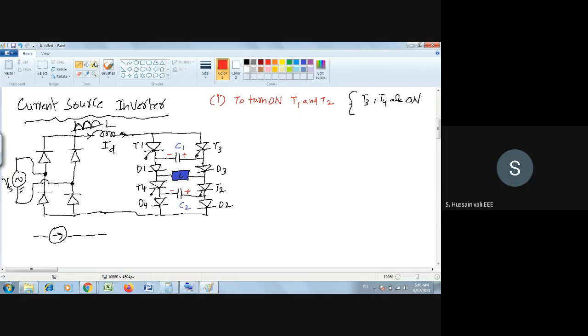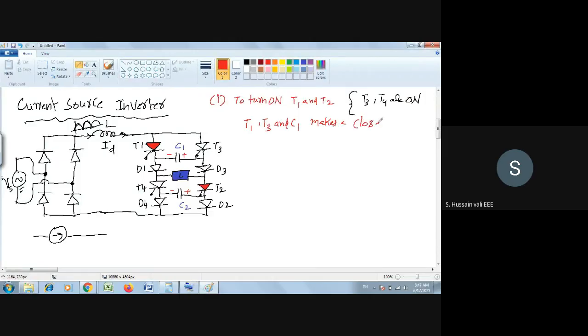Now I will turn on T1, T2. Please see here, when I turn on T1, T2, what exactly will happen? When I turn on T1, if your T1 is on, then you see a simple thing: T1, T3 and C1 make a closed path.